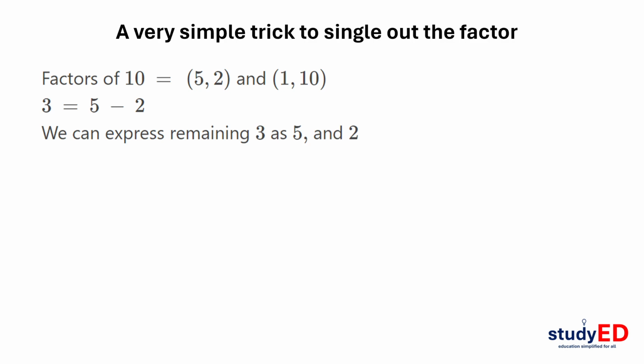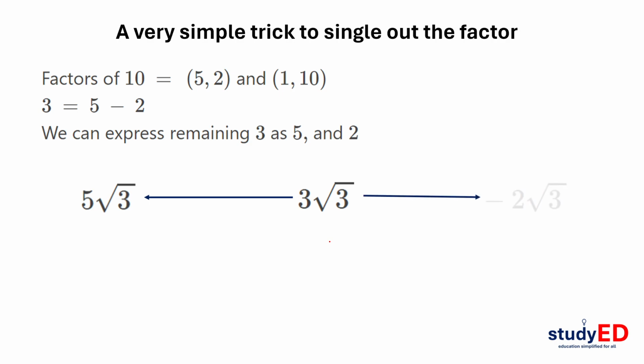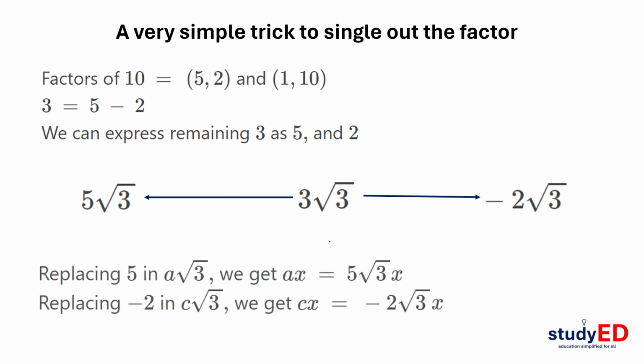Now, what are the factors of 10? 5 and 2, 1 and 10. Upon clear observation, what do you see? 3 is nothing but 5 minus 2. So, the remaining 3, that part of the term, right? Make it into 5 and 2, 5 minus 2. So, 3 root 3 is nothing but 5 root 3 and minus 2 root 3. Very simple. See, once you cancel out the root, you get a term, right? Make it into a factor and whatever simplifies it, take that. It's that simple.